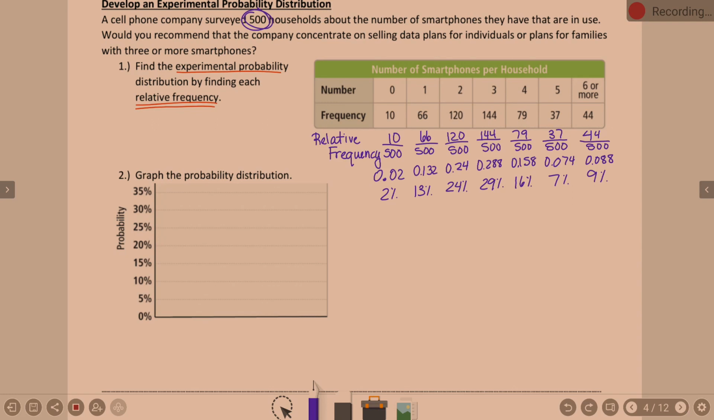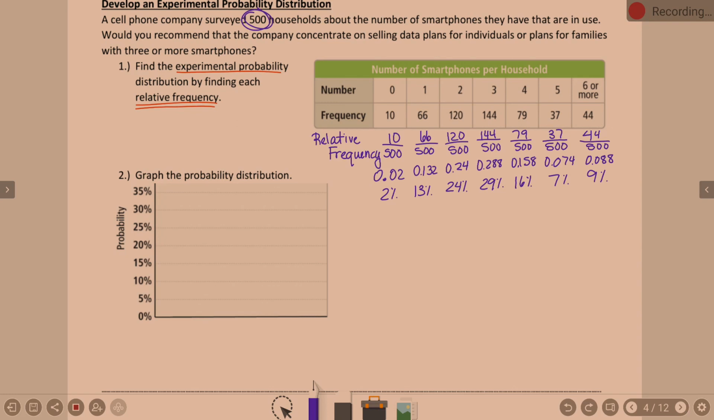Okay, that was finding each relative frequency, so looking at the fractions and changing them to decimals and percents. This is our probability distribution, folks. If you add these up, guess what? All these percents are going to add to 100%. And I think they actually do add to 100%. It could get slightly off in a rounding situation, but generally speaking, 100%.